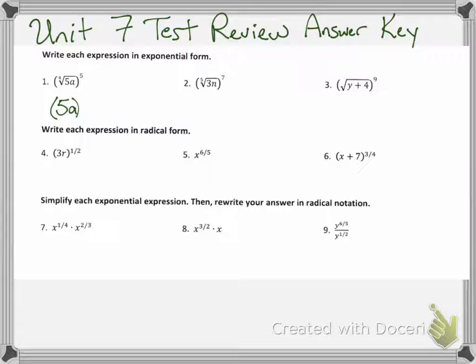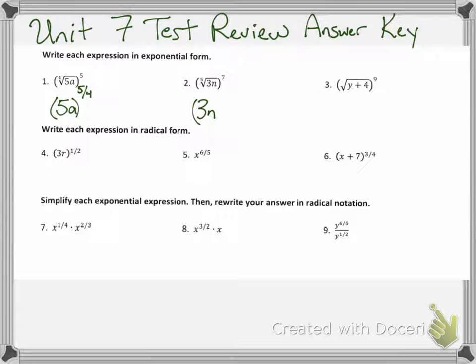To turn all this notation into an exponent, it's really simple. The power that the radical is raised to is the top. The root is the denominator of the exponent. So we can rewrite this as 5a to the 5/4 power. Same thing in number 2.